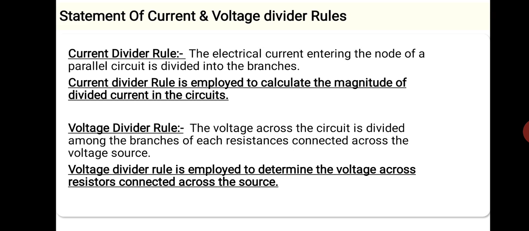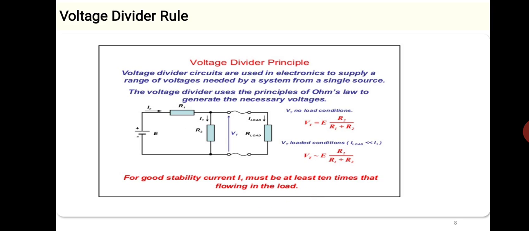Similarly, in the voltage divider rule, the voltage across the circuit is divided among the branches of resistances connected across the voltage source. The voltage divider rule is employed to determine the voltage across the resistors connected across the source. These are the statements of the current and voltage divider rules.